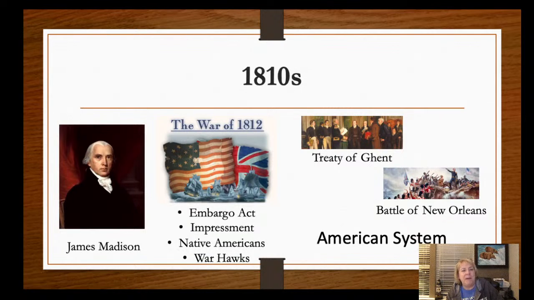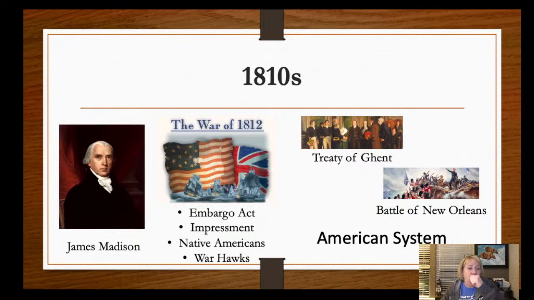So they're going to try to pass some new legislation. One of the big ones you should be familiar with is Macon's Bill number 2. And Macon's Bill number 2 basically put it out there: whoever respects our neutrality rights first, we'll trade with them instead of anybody else. And so between England and France, France actually steps up and says, hey, we'll respect it. So we say we're going to trade with France. We're going to end up trading with England very soon enough. So it doesn't really pan out that much.